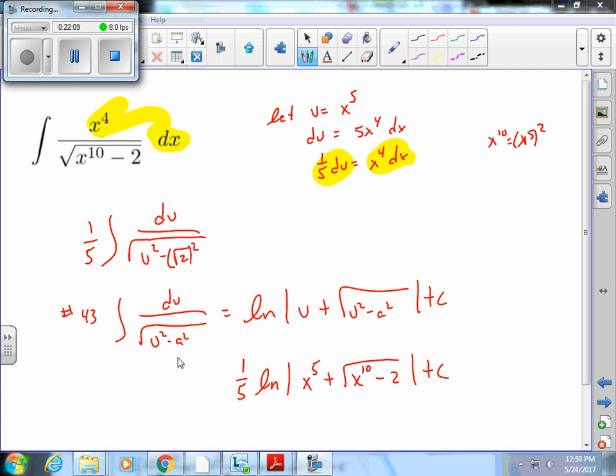That allows me to find in my list number 43. 43 is a du over the square root of u squared minus a squared. That will integrate to the natural log of the absolute value of u plus the square root of u squared minus a squared, plus the constant. So then by substitution, this is what I have.